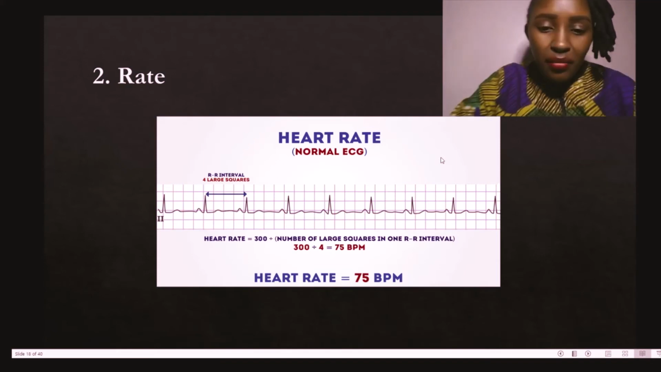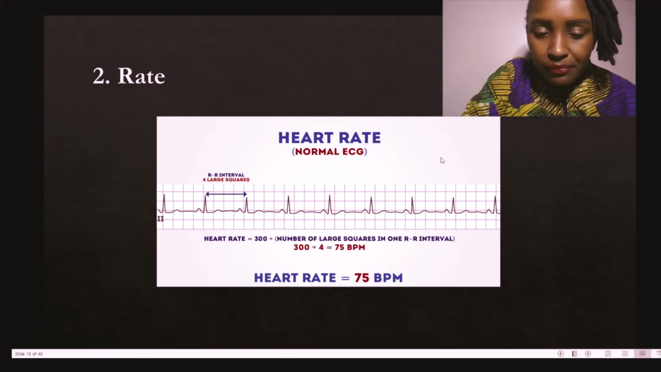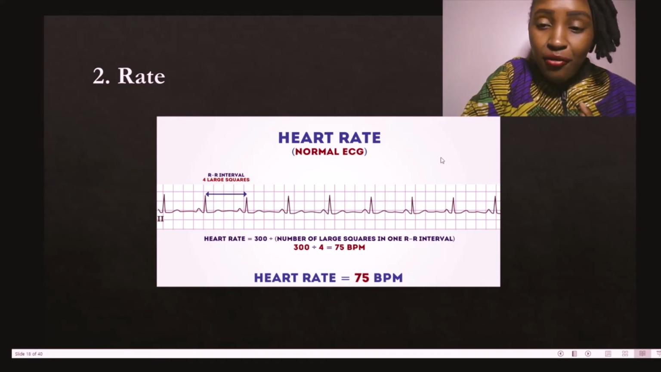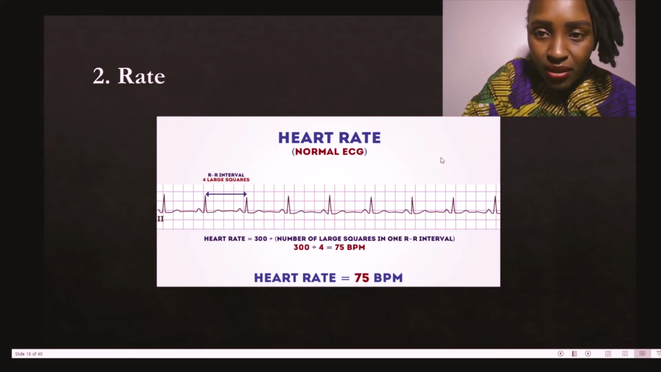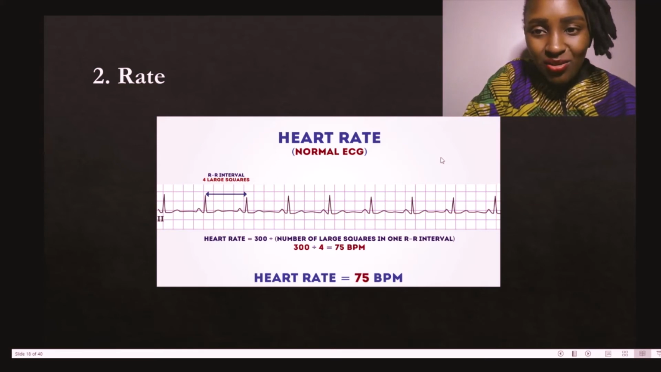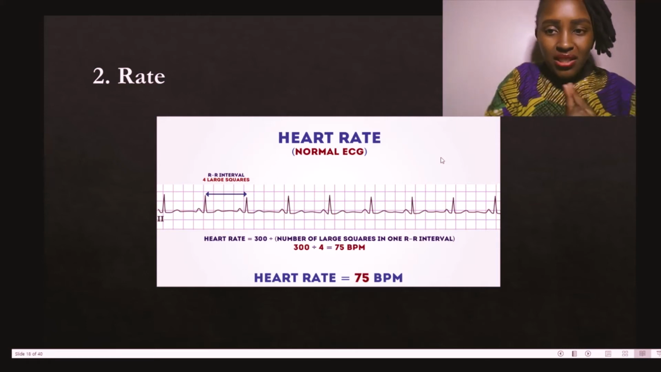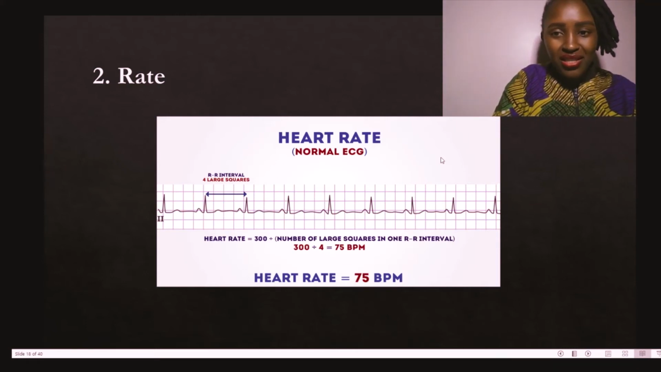Another method is looking at the big boxes. The one thing I have summarized for you is that 300 big boxes is equivalent to 60 seconds. And since the heart rate is measured in beats per minute, and 1 minute is 60 seconds, you get where I'm going with this. So every 300 boxes will represent a minute.